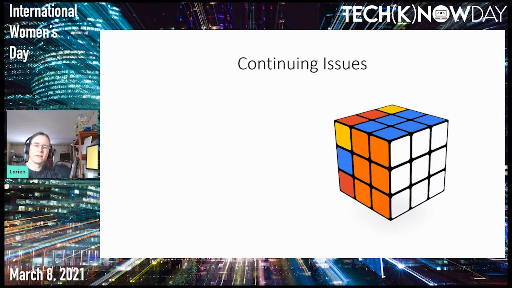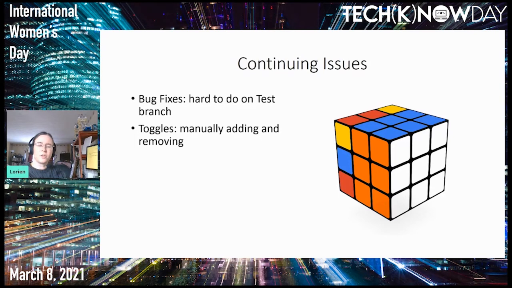So we're doing better, but there's still some issues. If QA finds a major bug, it's very difficult to do this on the test branch, since our usual pipeline involves pushing code to a development branch, which QA would then create their test branch from. But the bug fixes had to be done directly on that test branch. The toggles that we like so much had to be manually added and removed from the database. And there wasn't really a standard process for removing these toggles.